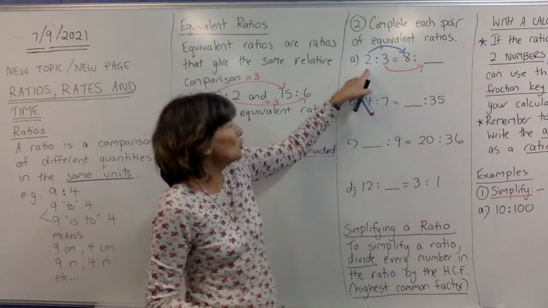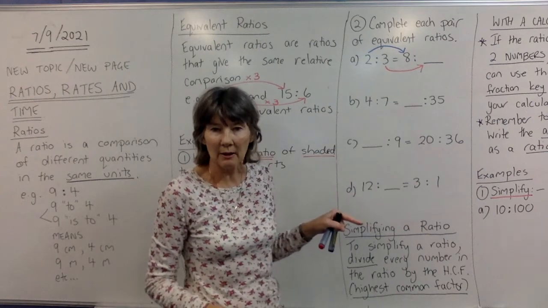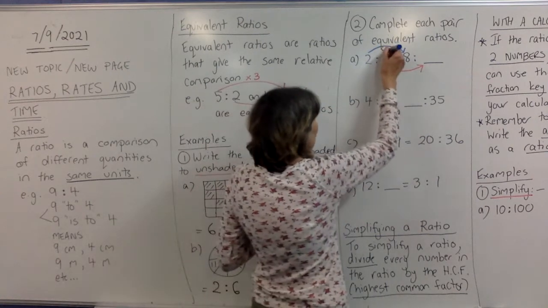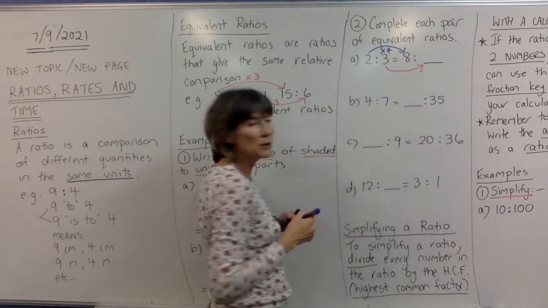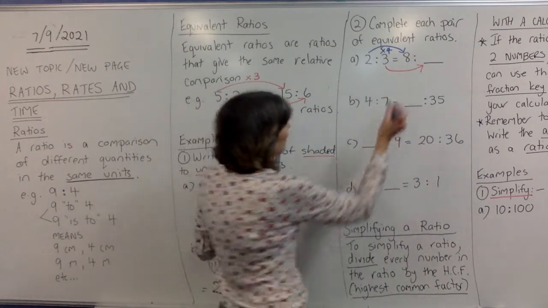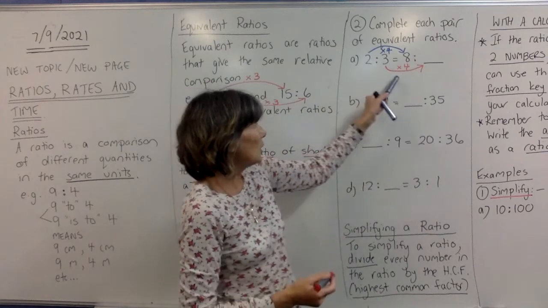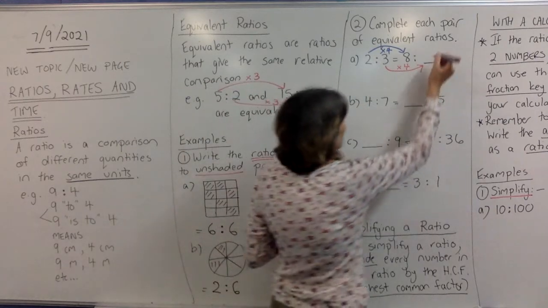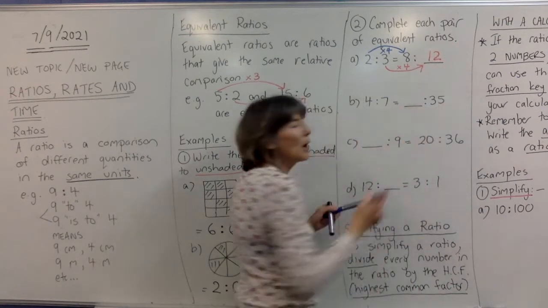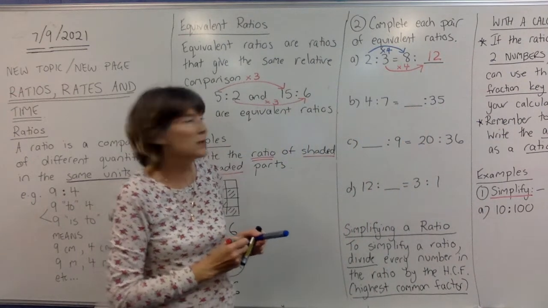Now, because we actually have those numbers, we can see what's going on here. So what have we done to 2 to get an answer of 8? We have times by 4. So because we times by 4 up there, we're going to times by 4 down here. So 3 times 4 gives me 12. And just write in red pen what your answer is in that space.